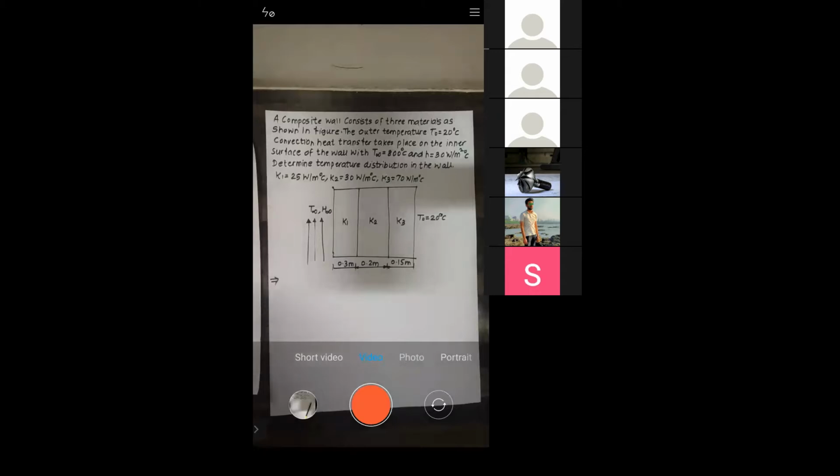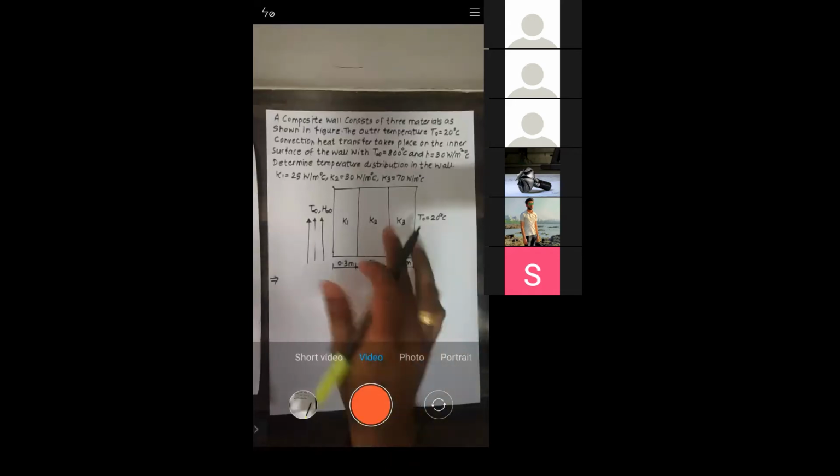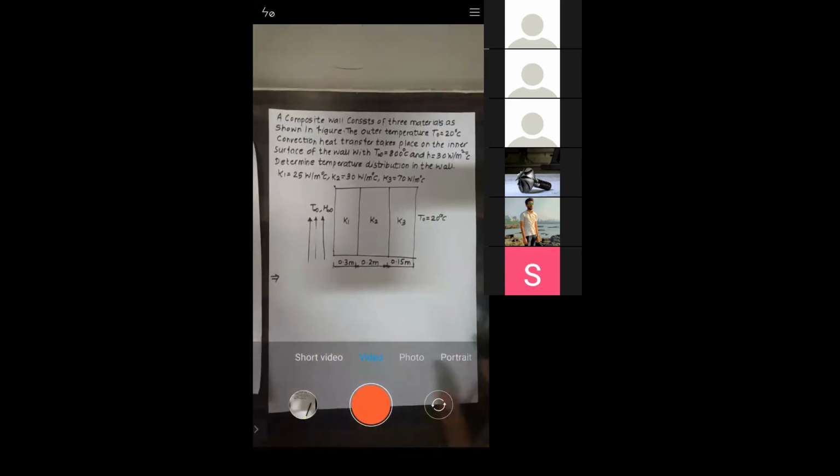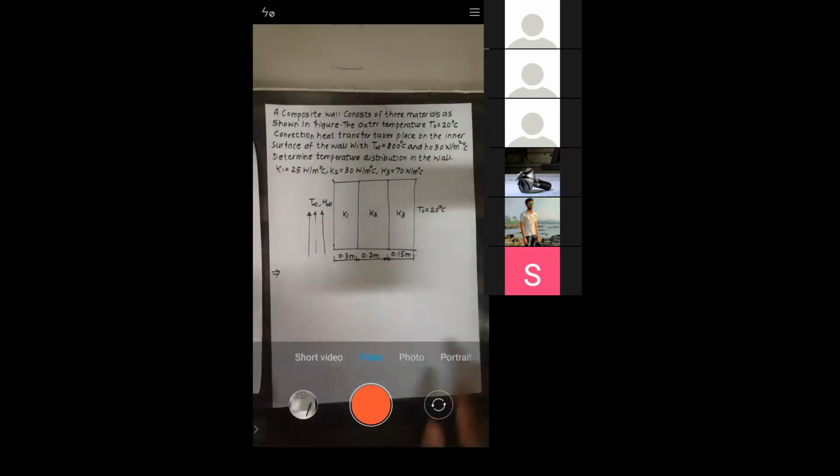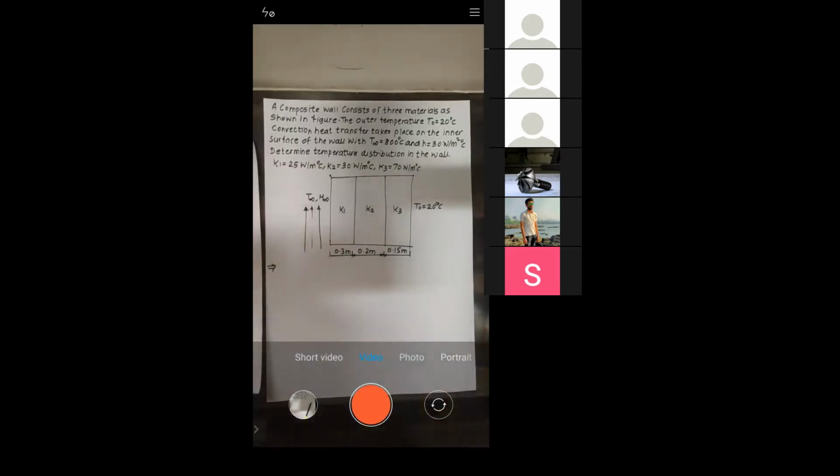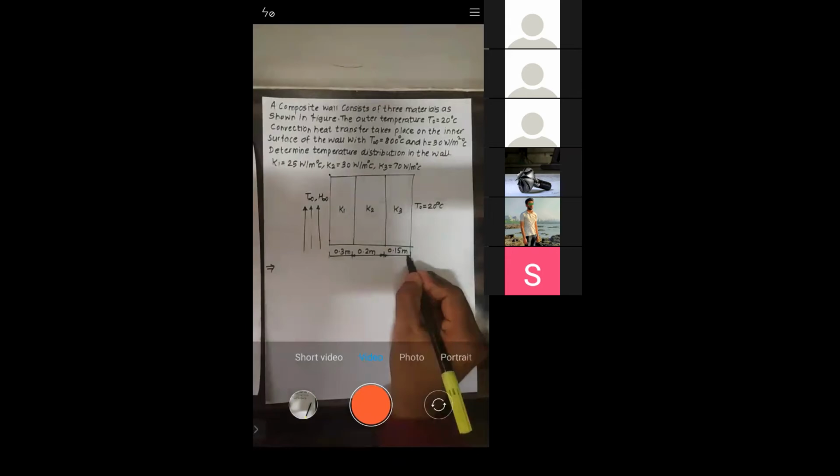Now see, one who has said 3, can he tell me which are those 3 elements? K1, K2, K3, right? One who has said 4, can he tell me which are those 4 elements? Let me know. See, then we can start.